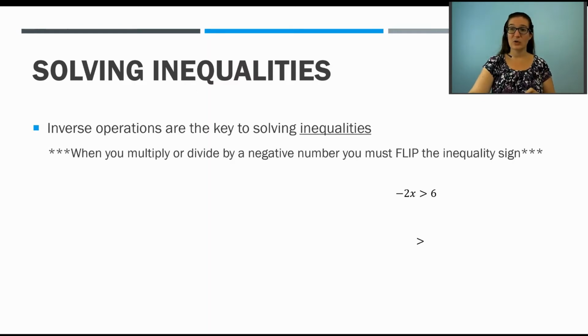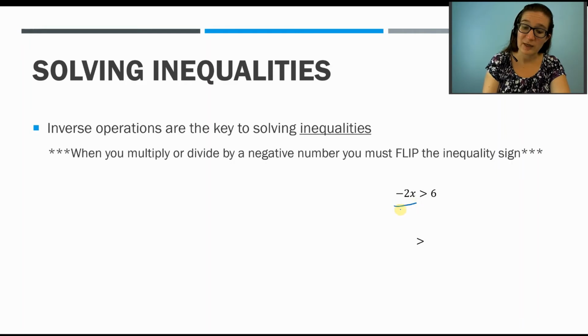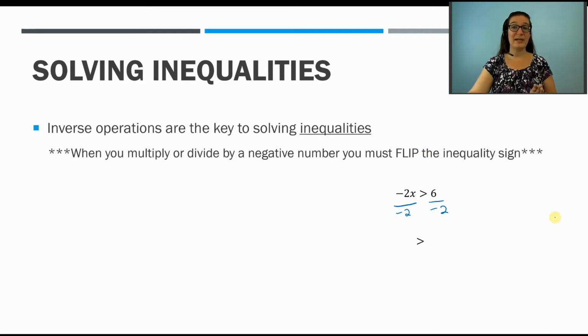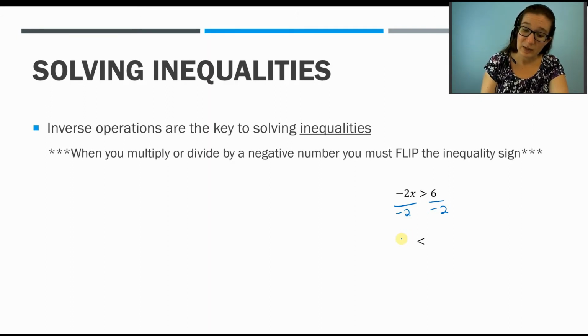Okay, so I've got a short little example right here. Let's take a look at it. So I've got negative 2x is greater than 6. Because I am multiplying the negative 2 and the x, I will do the opposite, which is to divide by that negative 2. But because I am dividing by a negative 2, instead of leaving the inequality sign like it is, I need to flip it around. Okay? So that means for my answer, instead of having x is greater than, it will be x is less than negative 3.